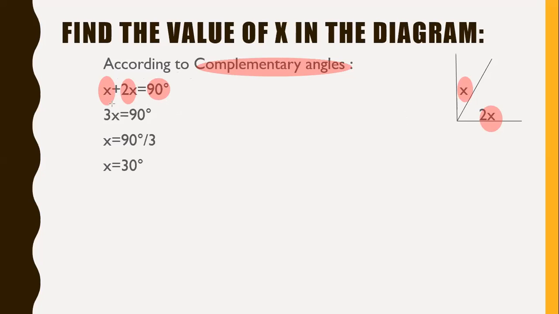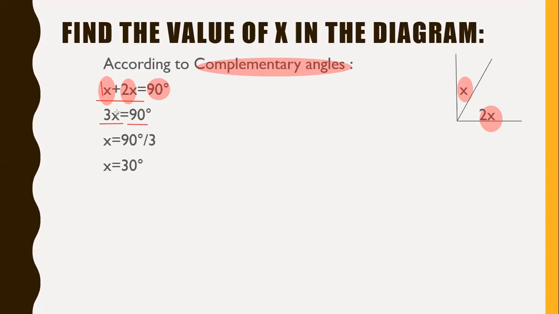Look at this step carefully. x plus 2x. Same variables are there. Can we add these two variables? Exactly, we can add them because they are like terms, because same variables are there. So x plus 2x, that means 1x plus 2x is equal to 3x. Okay, 3x is equal to 90 degrees.